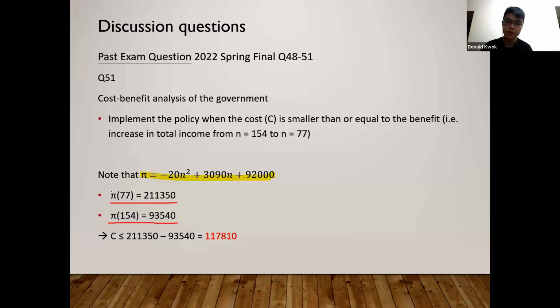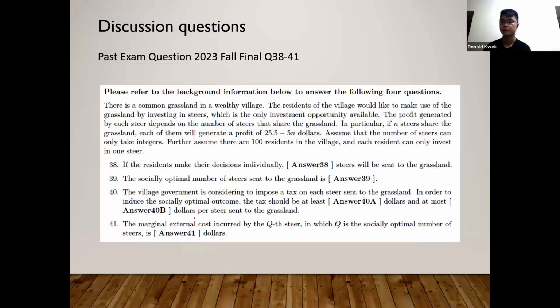So the difference between these two numbers would be the increase in total income of all villagers, the benefit side of implementing the policy. And as long as the implementation cost C is smaller than the increase in total income, or the benefit of the policy, then the government should still execute the policy. Okay, so we have C to be smaller than this number, the increase in total income of all villagers. Okay, so that's all for this problem, and we'll move on to the next one. Please take a look.